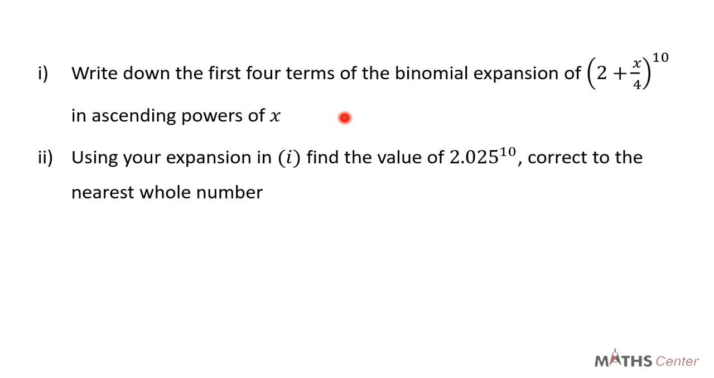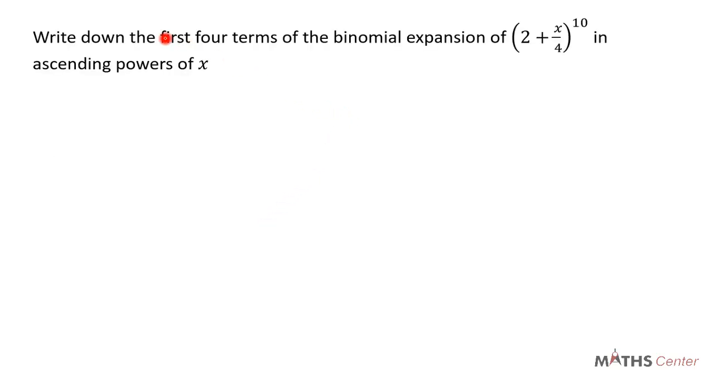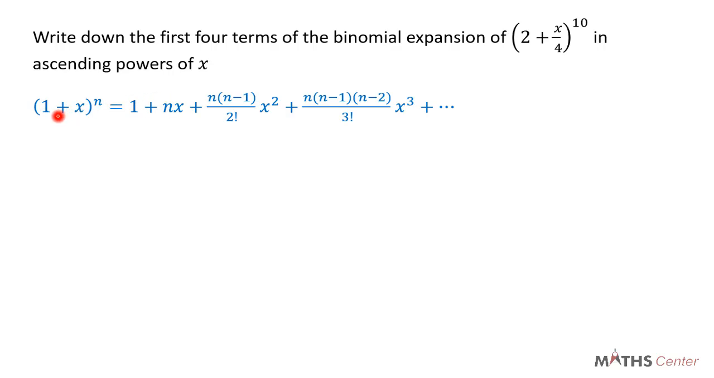Let's start with the first part of the question. It says we should write down the first 4 terms in the binomial expansion of ((2 + x)/4)^10 in ascending powers of x. We are writing down the first 4 terms. We know that if we have the binomial expression (1 + x)^n, it can be expanded as this.